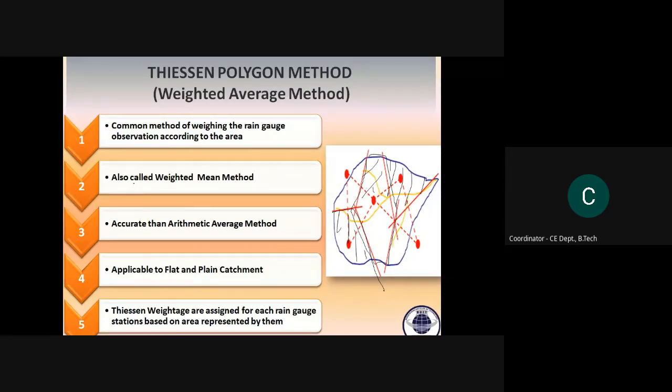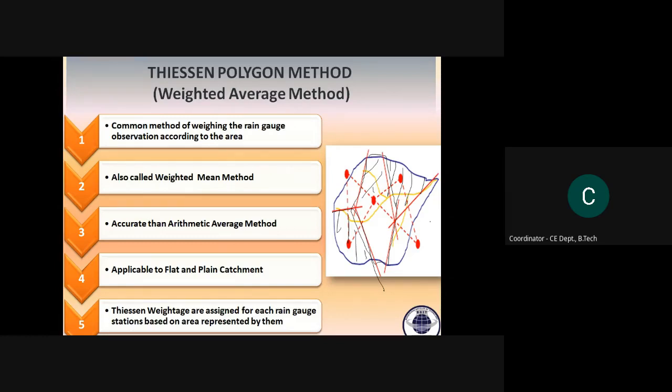Also, this is known as the weighted mean method or weighted average method. It is more accurate than the first method, which is the arithmetic mean average method. It is applicable to flat and plain catchments where there is no topographic difference. That means it should be plain and flat. And see here one terminology, as I said: Thiessen weightage are assigned.